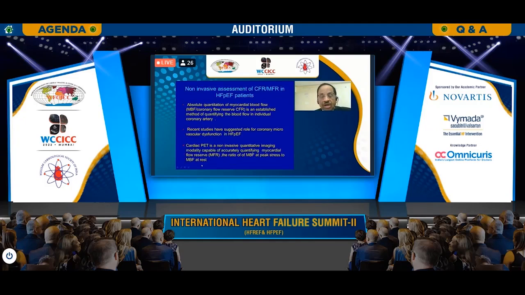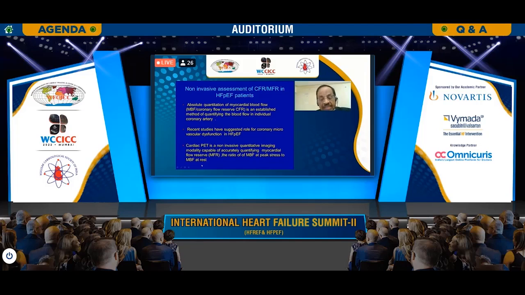So what are the non-invasive assessments? First, I am taking heart failure with preserved ejection fraction. Most probably it is of non-ischemic origin. What is the role of CFR, coronary flow reserve or myocardial flow reserve? Absolute quantitation of myocardial blood flow is an established method of quantifying the blood flow in individual coronary arteries. Recent studies have suggested a role of coronary microvascular dysfunction in HFpEF, heart failure with preserved ejection fraction.